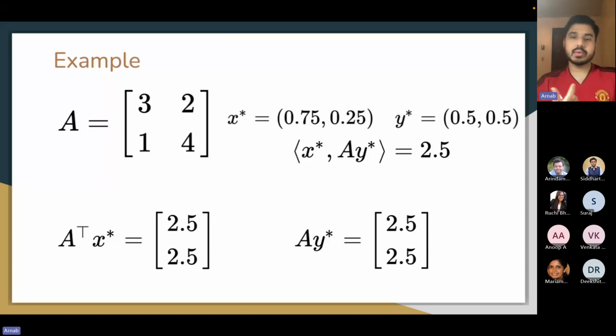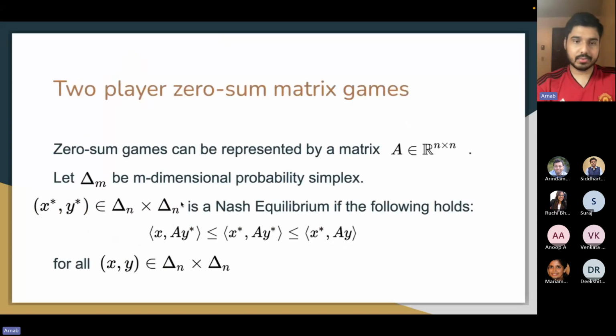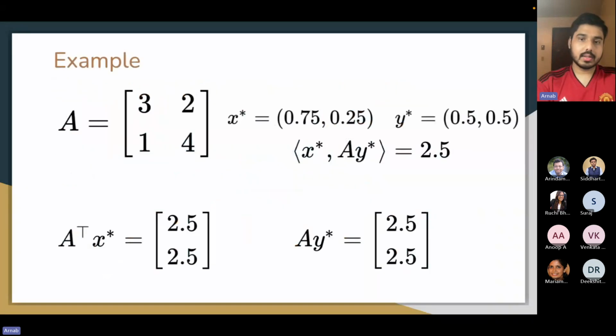So instead of showing you the calculations, we can verify whether this is indeed the case. For that, we just have to verify whether any deviations can lead to a better reward. If you take this X star and do a dot product with the columns, what you'll get is 0.75 times 3 plus 0.25 times 1, that is 2.5. And 0.75 times 2 plus 0.25 times 4 is again 2.5. So this is nothing but A transpose X star.